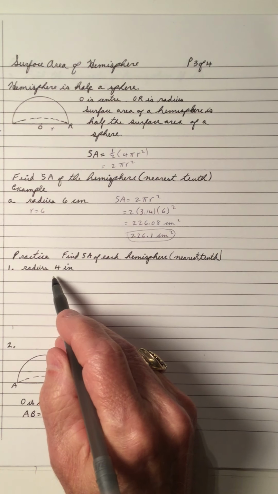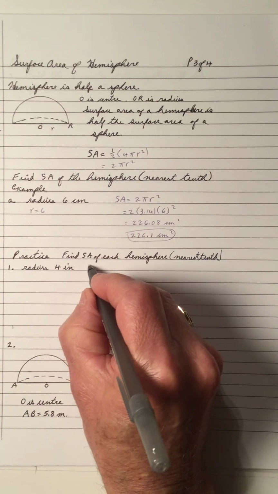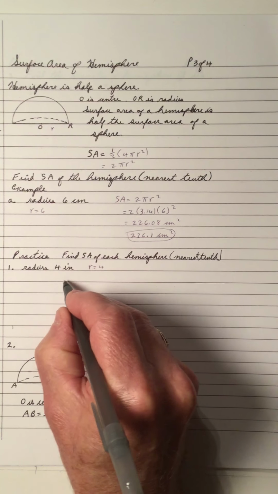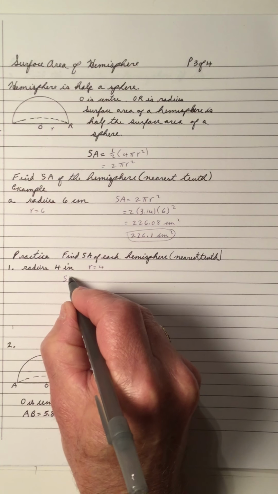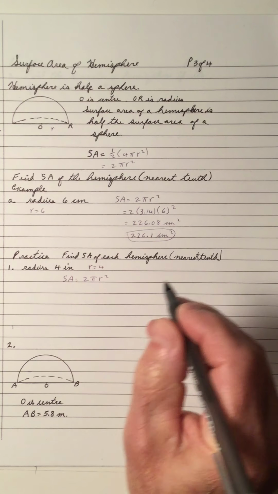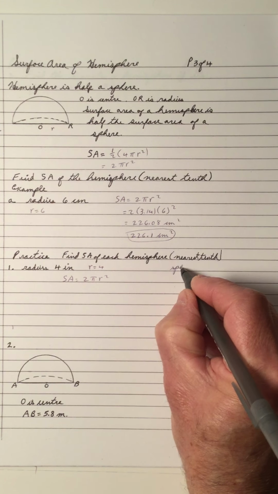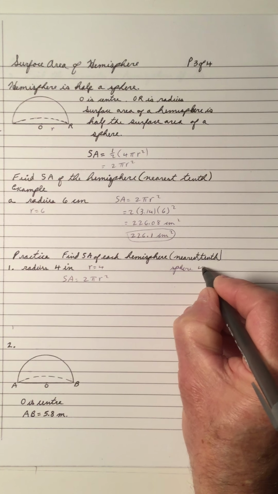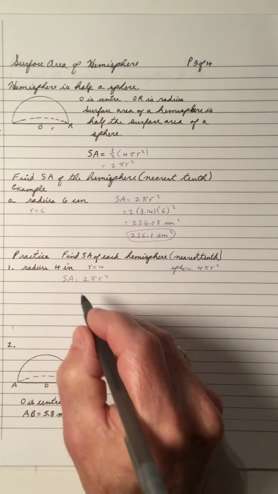Practice. Practice means pause the video and work these out. Here we go. The radius is 4, so r is 4. The surface area of a hemisphere is half a sphere, so the surface area is 2 pi r squared. Remember, the surface area of a sphere is 4 pi r squared, so a hemisphere is half of that, which is 2.